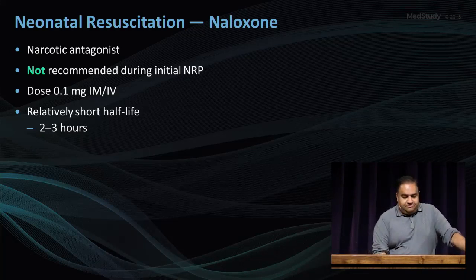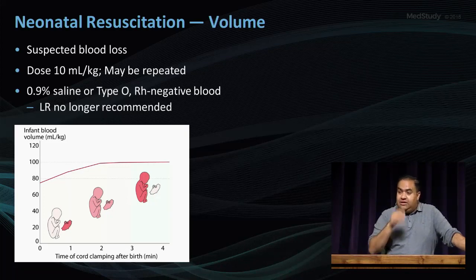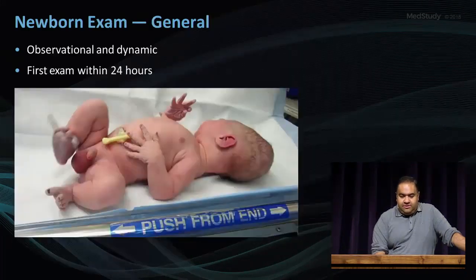Really, you don't use it. Volume, for suspected blood loss, the dose is 10 mL per kilo, which may be repeated, and you're going to use either normal saline or O negative blood. Lactated Ringer's is really no longer recommended. A lot more infants are getting delayed cord clamping now, and that holds their volume a lot better. Usually you'll get between 30 and 60 seconds of delayed cord clamping.